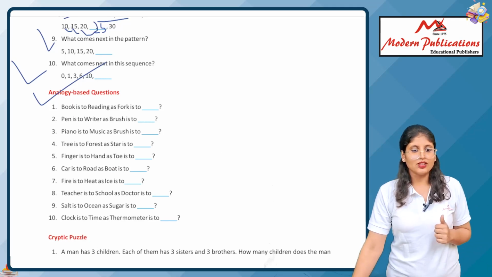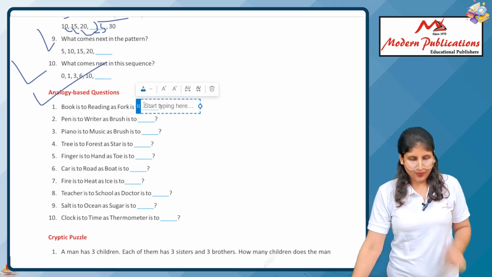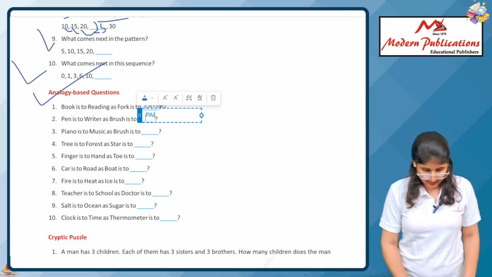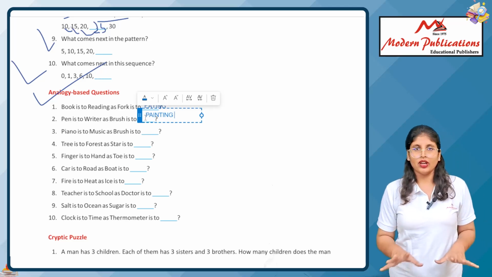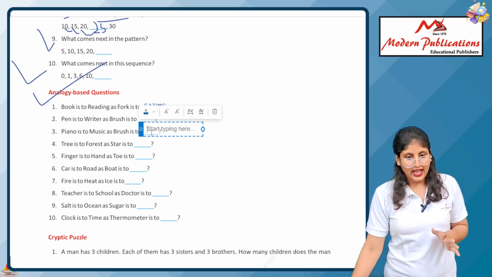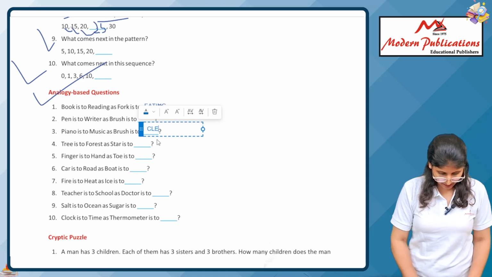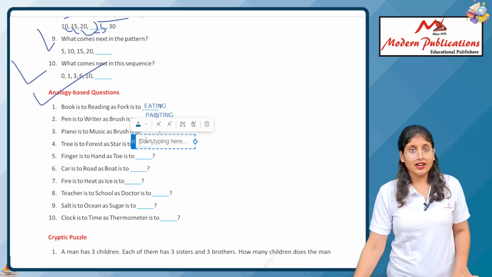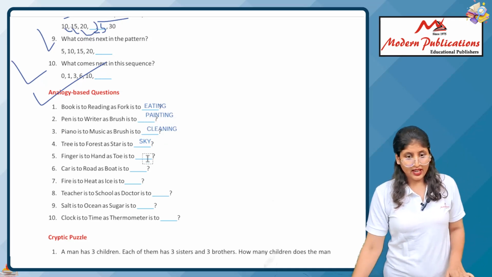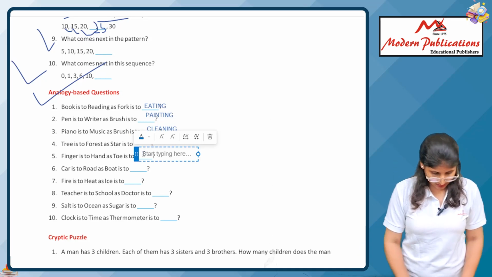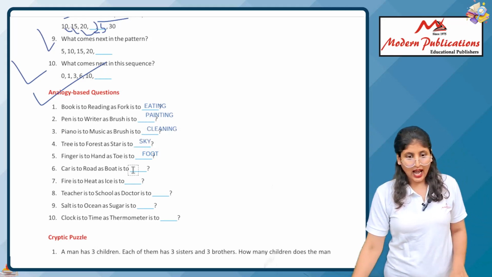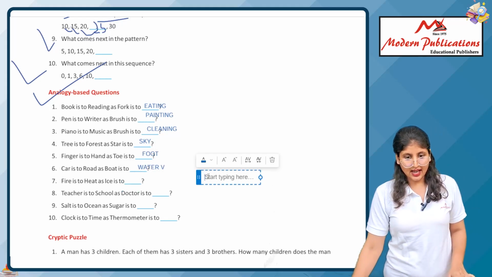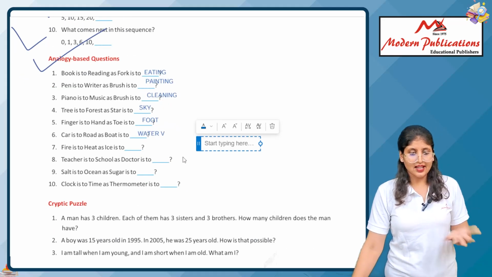Book is for reading. Fork is for eating. Yes, like this we have to do it, nothing more. Pen is to write. Brush is for painting. Basically, I am talking about this chapter for yourself. Like piano is for music, brush is for cleaning. Next: tree is in the forest, star is in the sky, finger is in the hand, toe is in your foot, car is on the road, boat is in water. Fire is to heat, ice is to melt. So these are the things that you do.